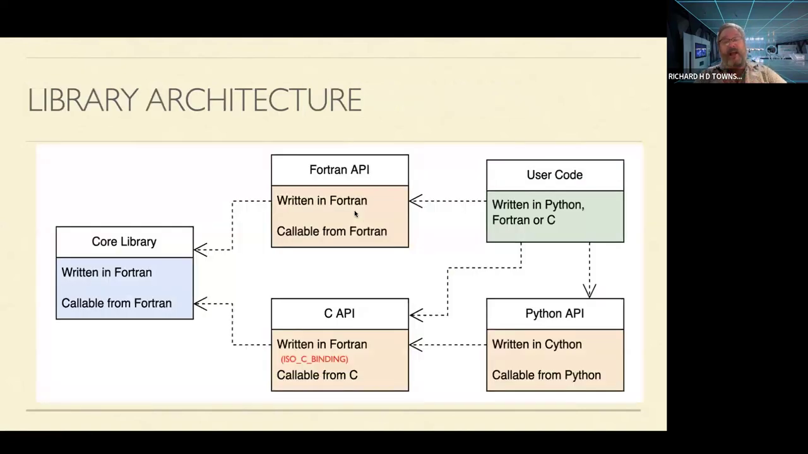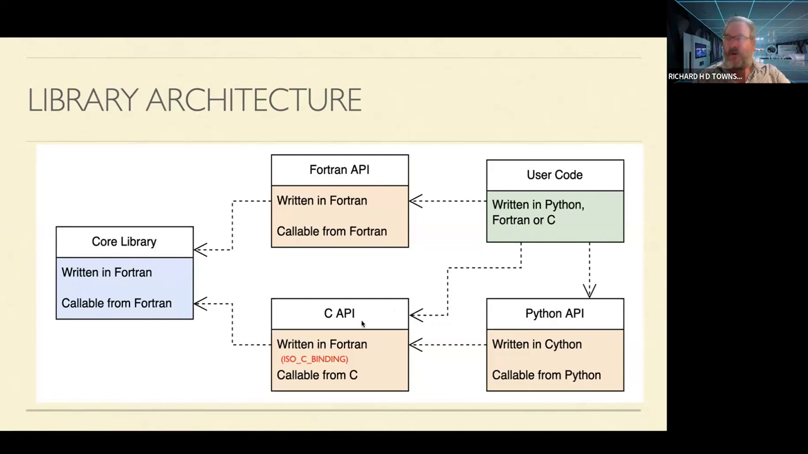Okay, so as I just mentioned, the architecture of the MSG library, the core functionality, is written in Fortran, and it can be accessed from Fortran, but I provide a set of higher level APIs that are recommended for the user to interact with the library via. The Fortran API is written in Fortran, callable from Fortran, and it just interfaces directly with the core library. The C API, surprisingly, is also written in Fortran.